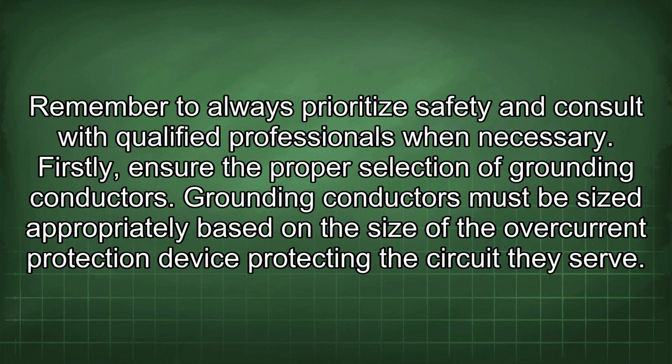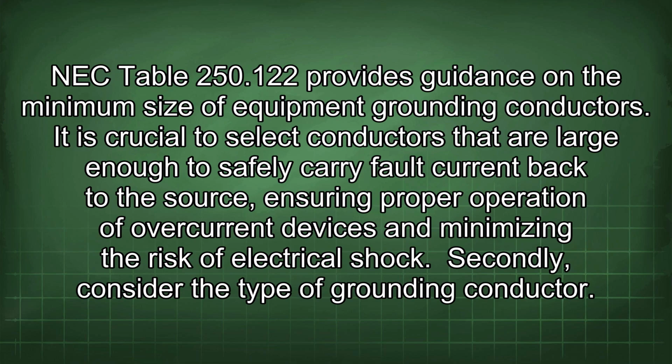Firstly, ensure the proper selection of grounding conductors. Grounding conductors must be sized appropriately based on the size of the overcurrent protection device protecting the circuit they serve. NEC Table 250.122 provides guidance on the minimum size of equipment grounding conductors. It is crucial to select conductors that are large enough to safely carry fault current back to the source, ensuring proper operation of overcurrent devices and minimizing the risk of electrical shock.